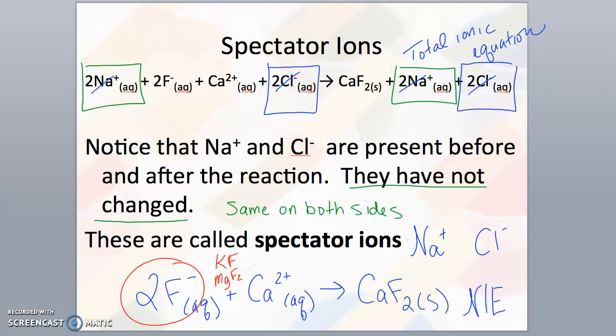Notice that the total ionic equation has ions that are identical on both the reactant and product side of the arrow. These are called spectator ions. They are present, but they do not contribute to the reaction. We will eliminate these by putting a line through them on both sides and writing the equation for the remaining species. This is the net ionic equation.